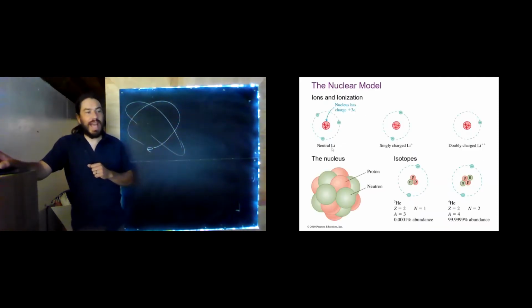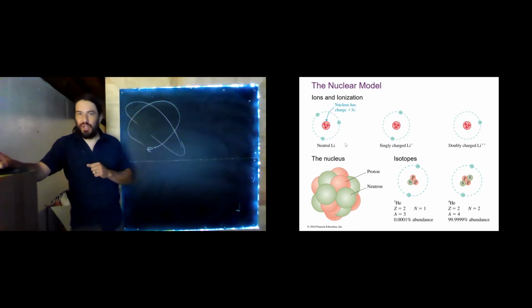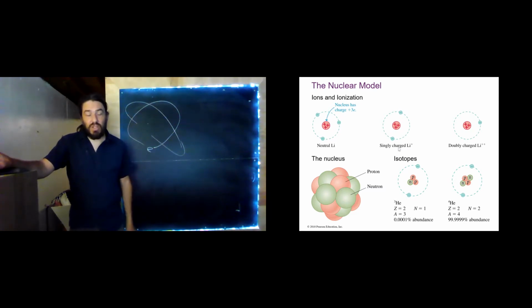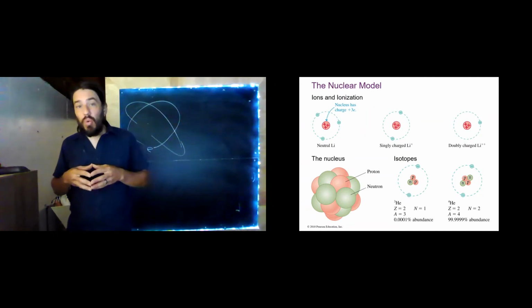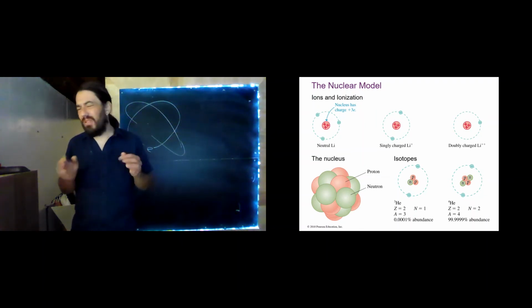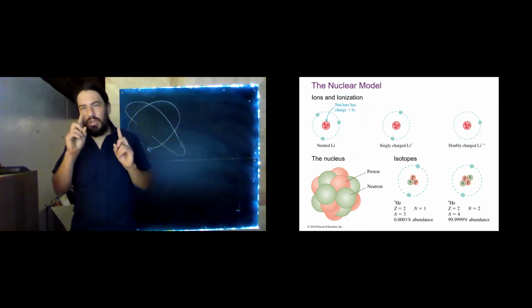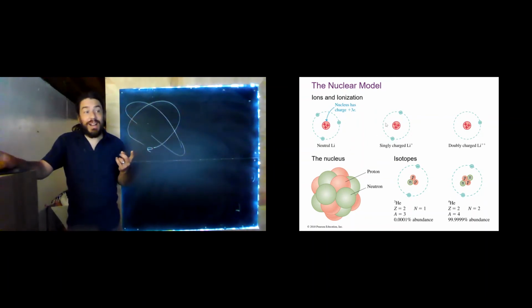Here we have a neutral lithium atom. It has 3 protons in the nucleus, and that means that it must have 3 electrons winging around the outside. A singly charged positive ion has, of course, 3 protons in the nucleus and 2 electrons winging around the outside. Now, of course, when we make an ion, we change the number of electrons, not the number of protons, right? You might think, hey, I'm going to make a positive lithium ion by adding a proton. No, no, no. If you add a proton to lithium, you don't have lithium anymore, you have beryllium. So that doesn't work. So we make ions by adding or removing electrons.